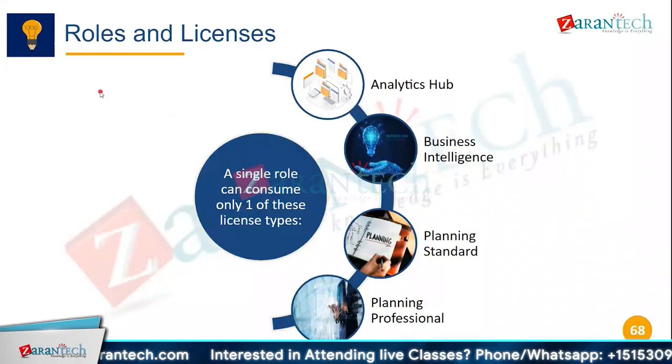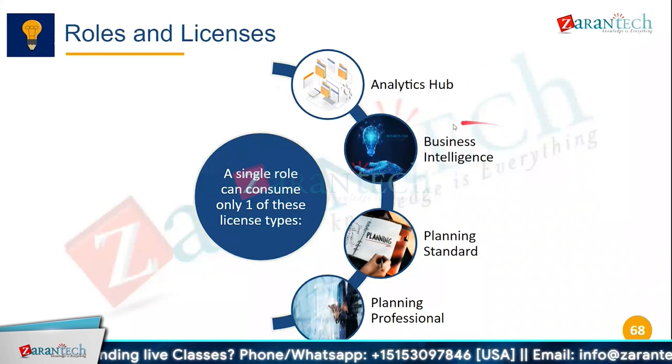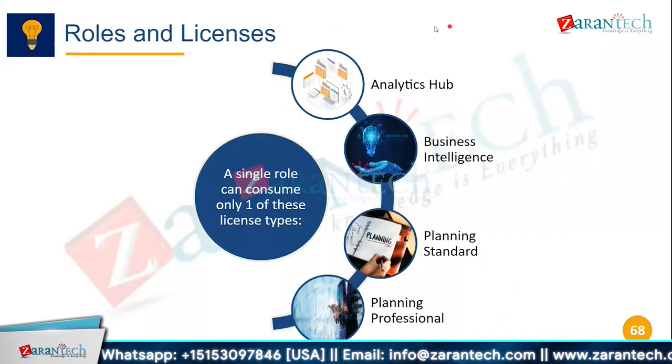Next, we have the roles and licenses. With respect to the roles and licenses, this is Analytics Catalog now; it is renamed to Analytics Catalog. Then there are business intelligence roles. Then there are planning roles: planning standard roles and planning professional roles. So these are the typical 4 types of licenses that are available within SAC.